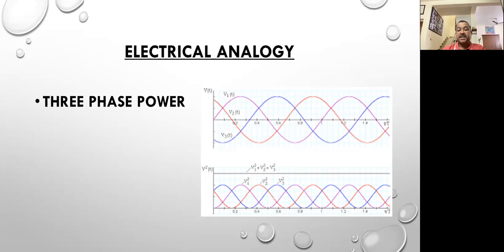Actually, in a mechanical system, we won't get such a smooth power. For that, you would have to use an infinitely large number of cylinders. But in an electrical system, to get a constant alternating current power, you need only three cylinders. Three electrical cylinders are needed, and you will get a perfectly smooth power.